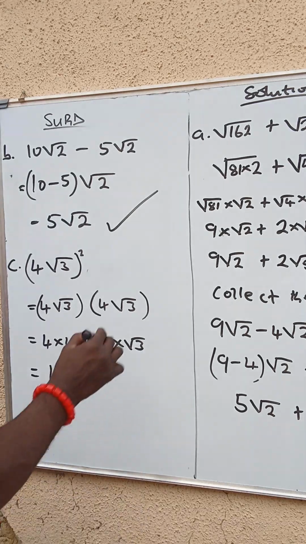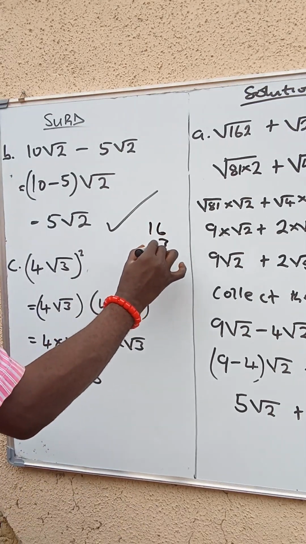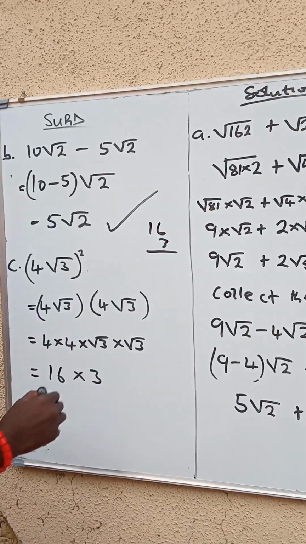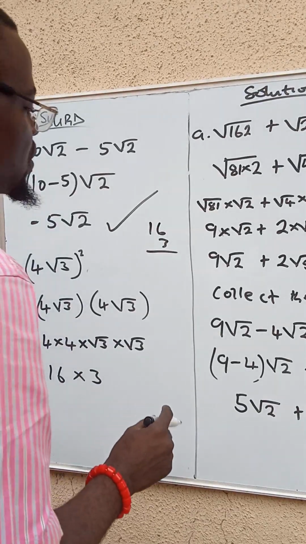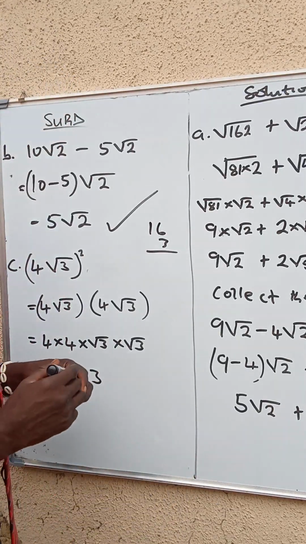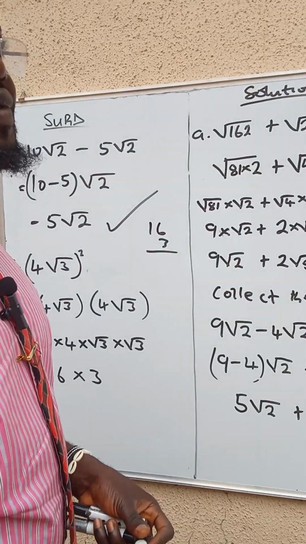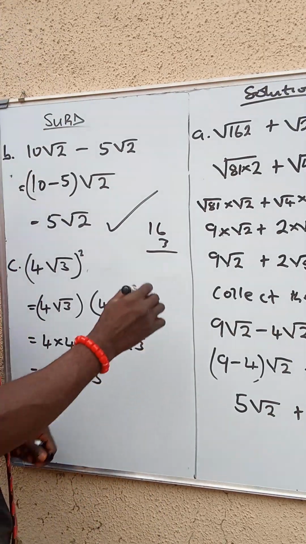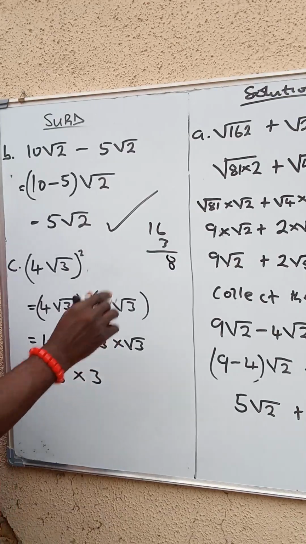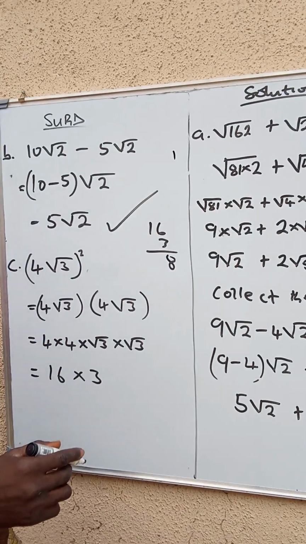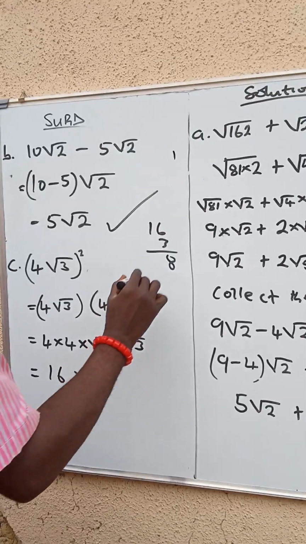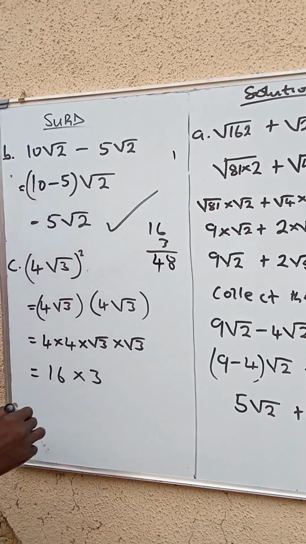So 16 times 3. You put 3. 3 times 6 is 18. 8, you carry 1. 3 times 1 is 3 plus 1 is 4. So you have 48. So 16 times 3 is equal to what?